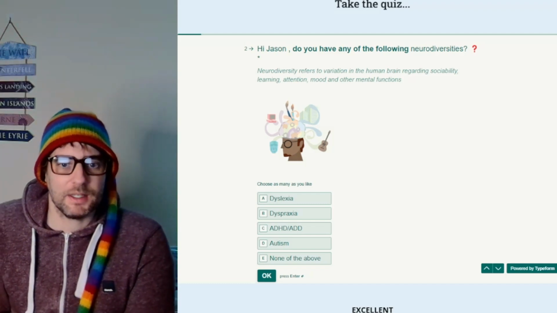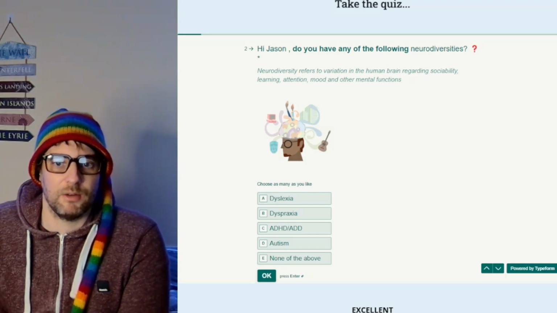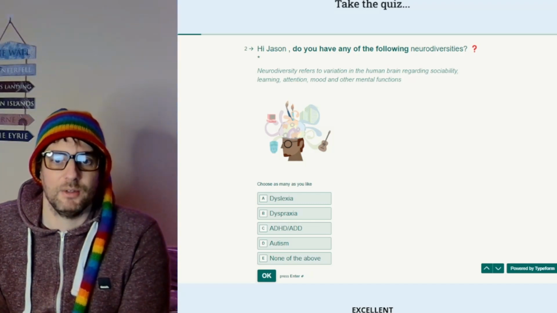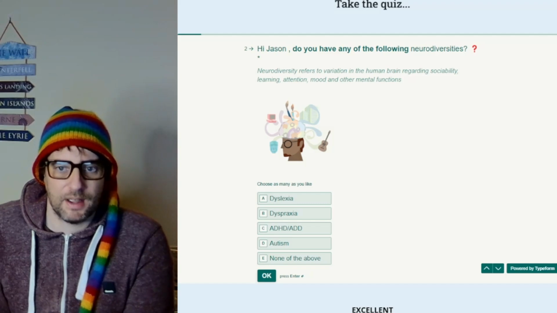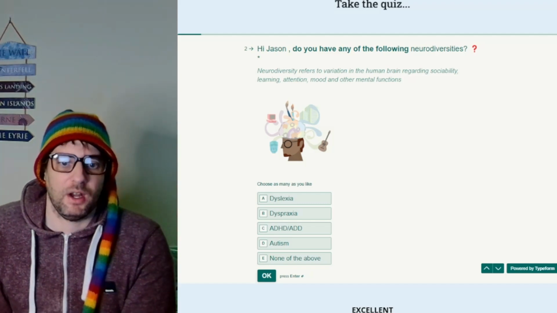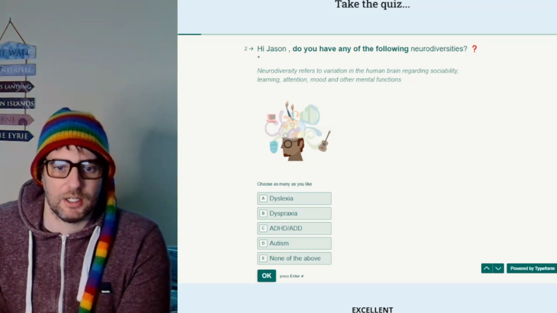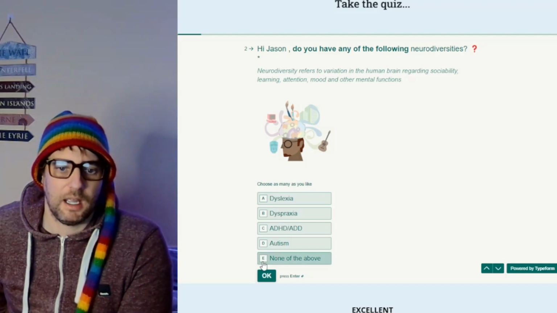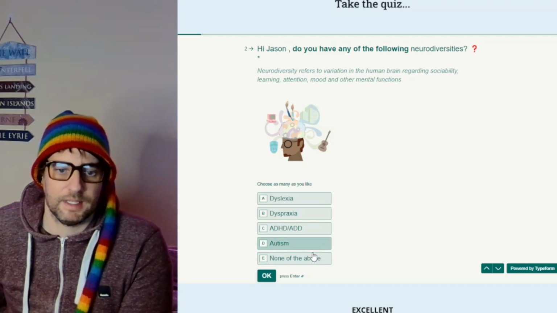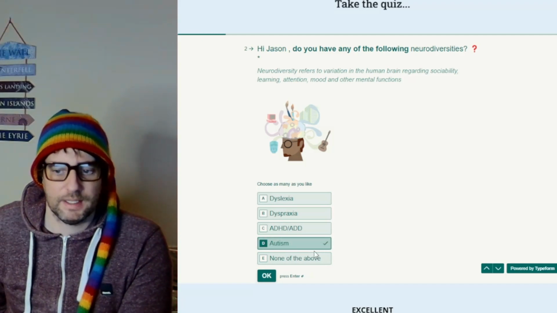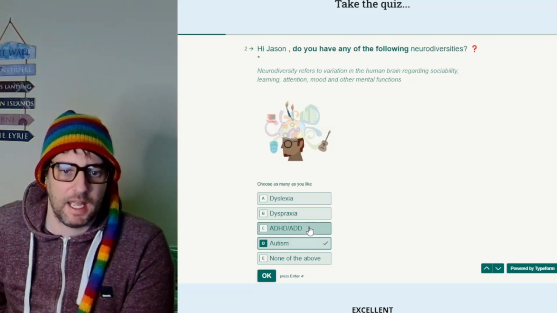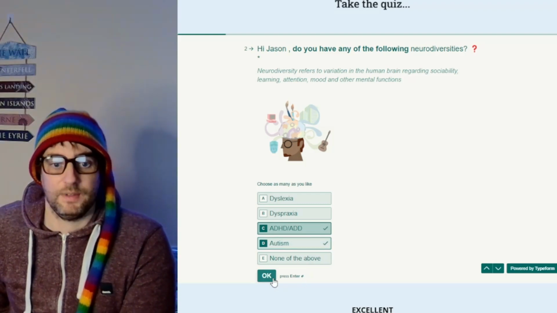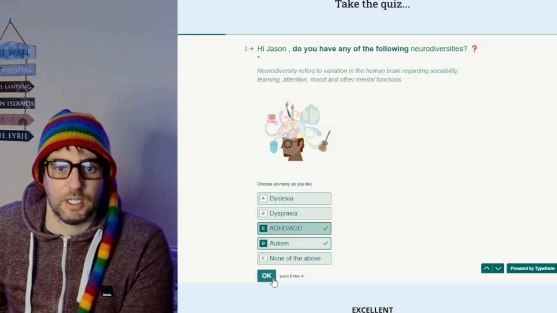Anyway. So the first question is around neurodivergency. So do you have any of the following neurodiversities? And the options are dyslexia, dyspraxia, ADHD or ADD, autism, or none of the above. So I'm going to tick autism as a definite because obviously I have a formal diagnosis of autism, but I also have a self-identification of ADHD and am currently going through the process of getting an assessment for ADHD.